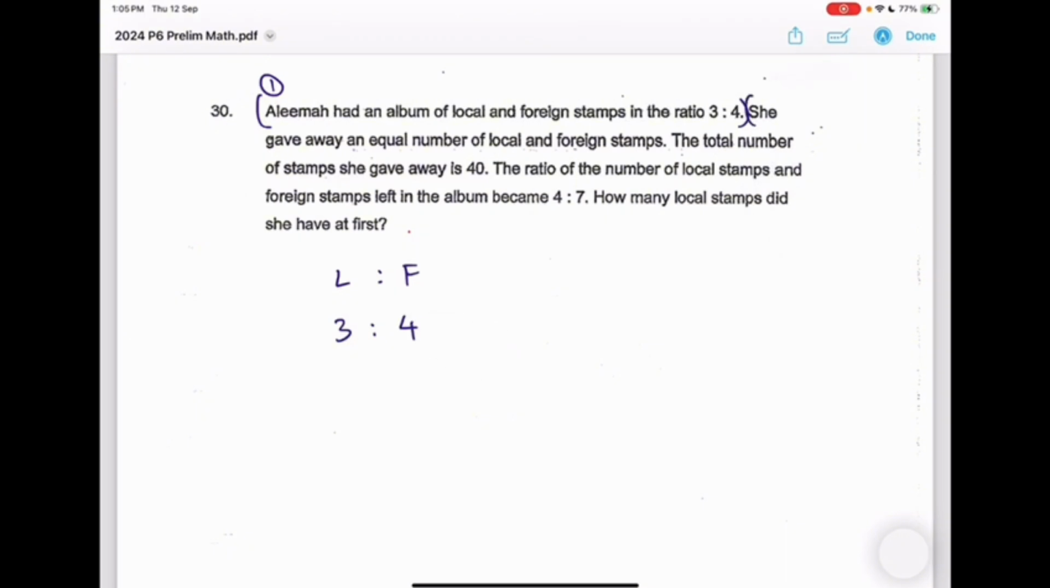Alright, moving on to the next sentence. It says, she gave away an equal number of local and foreign stamps. So she gave away the same number for both local and foreign. Moving on to the next sentence, sentence number 3. The total number of stamps she gave away is 40. What can we do from here? Okay, if the total number of stamps she gave away is 40, what I can do is just take 40 divided by 2 to know how many stamps each did she give away. So she gave away 20 local stamps and 20 foreign stamps. Alright, so she's going to be minusing 20 from both sides.